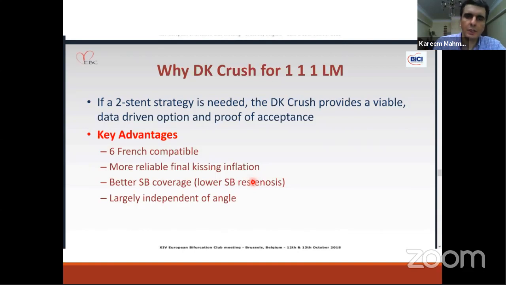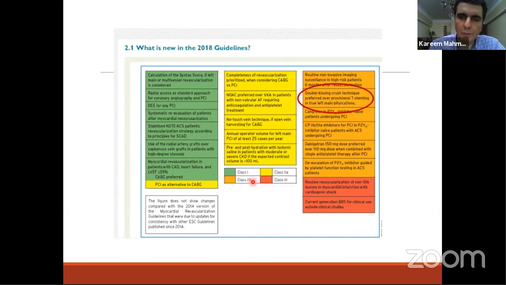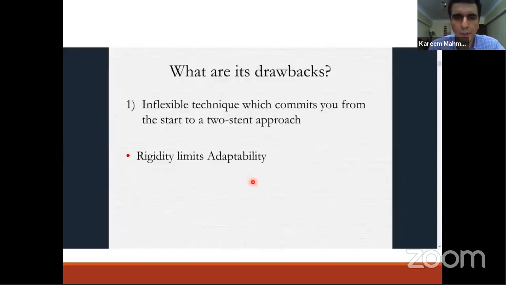For that, the European Society of Cardiology 2019 myocardial revascularization guidelines give the double kissing crush technique a 2B recommendation over provisional T-stenting in the true left main bifurcation. However, there are some drawbacks of the DK crush. Let's start first with the technical drawbacks. The first one is that this is an upfront two-stent technique, so you can't start with one stent and then do the second stent. You are deciding to do a two-stent technique from the start if you choose the DK crush.